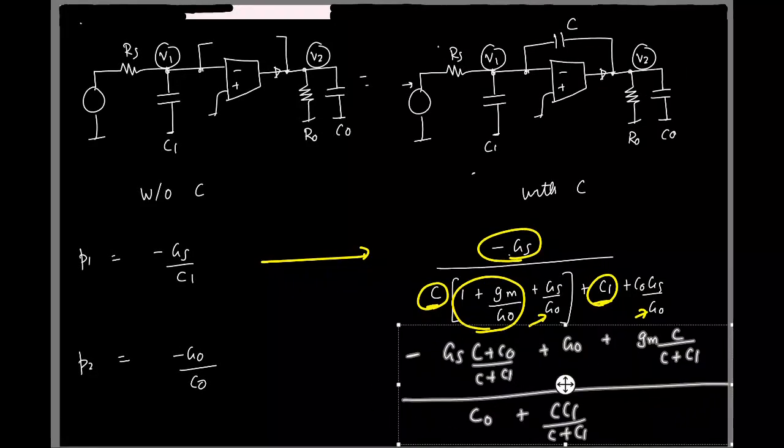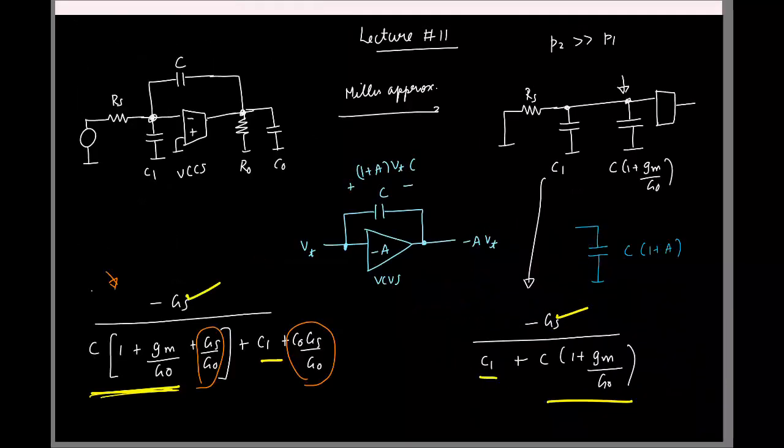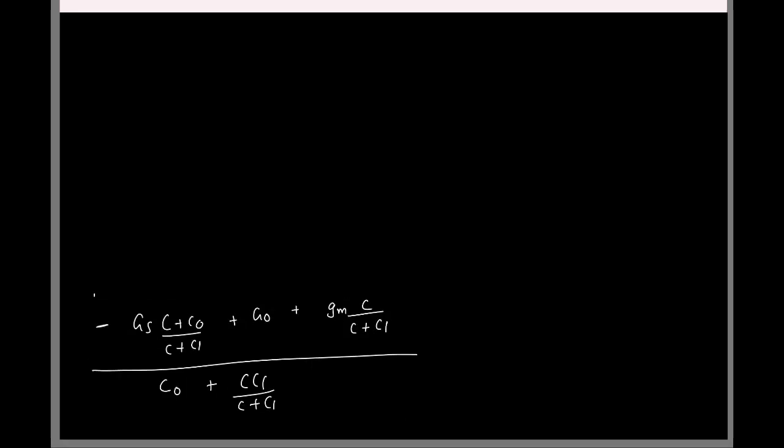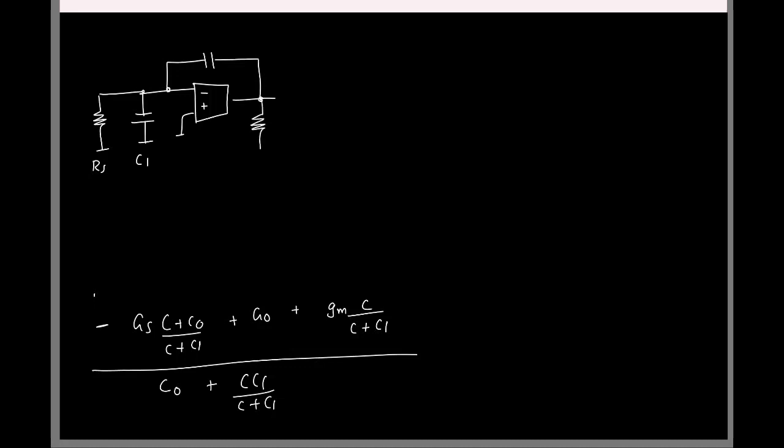This was the second pole location we got. So let me draw the circuit once again. We had at the input RS, C1, this Gm block, C, R0 and C0, right? So now let's look at the output side.